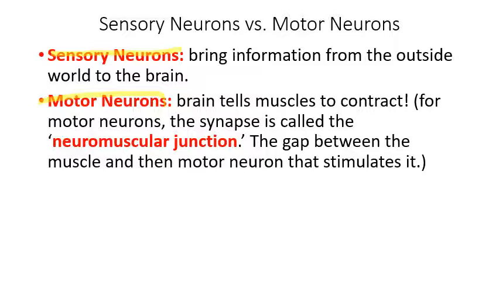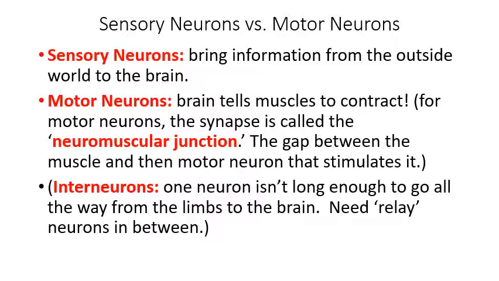The little space between the axon of a neuron and the muscle is not referred to as the synapse. In the case of a motor neuron, you call the space between the neuron and the muscle a neuromuscular junction instead of a synapse, but it's basically the same thing. It just refers to the little tiny space between the axon of one neuron and the muscle.